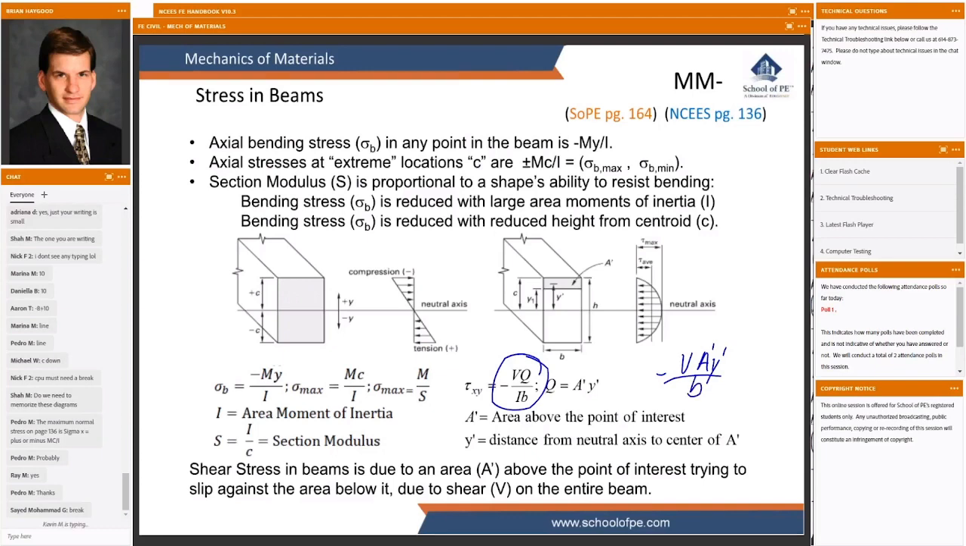Do you want to? Yeah, we'll give you a break in just a second. So we know b is the width, and I forgot the I. We know I is the area moment of inertia. We know V is the value of interest from our shear diagram at some particular location. We're going to have to figure out what A prime and Y prime are.